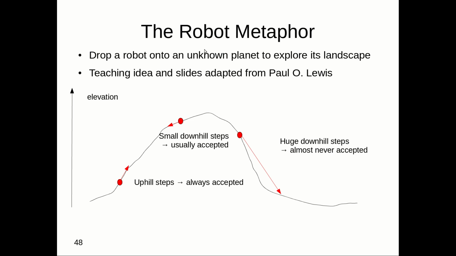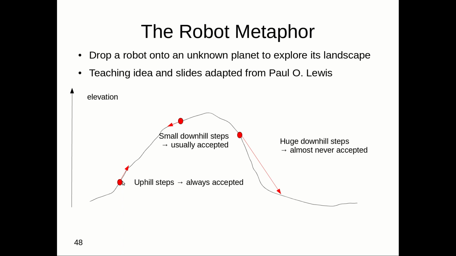So we drop a robot onto an unknown planet or island to explore its landscape. And so here's how it works. So this is the elevation. Of course, in MCMC terms, this is the posterior probability distribution, but now it's just the elevation. Right, so our robot randomly chooses to move right or left in this two-dimensional landscape.